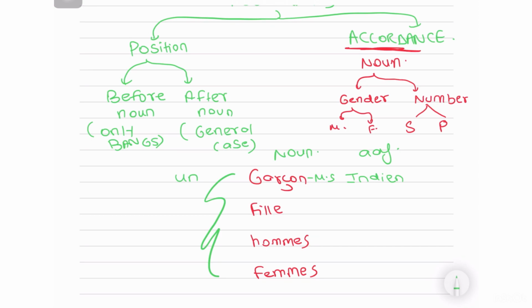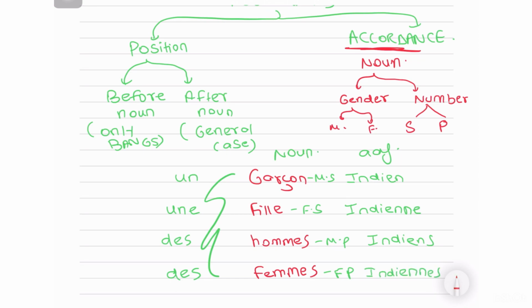Now I want to say an Indian girl. That is une fille. Then fille is feminine singulier, so the adjective also changes. That is your accordance. So it becomes indienne. Then if I talk about hommes, that is masculin pluriel. So des hommes indiens. Again, my adjective is changing based on the noun that I'm describing. Here also, this is feminine pluriel, so I get des femmes indiennes.